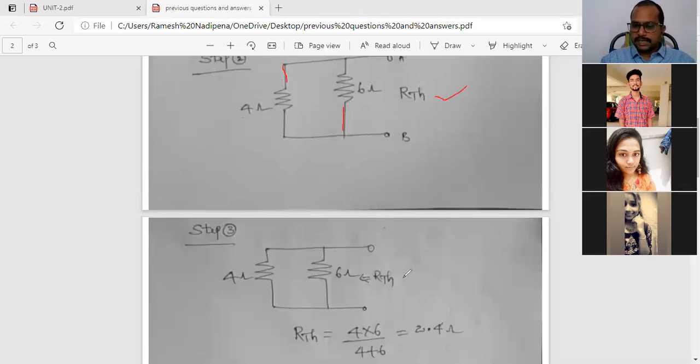Now calculate the RTH value. What is RTH here? RTH equal to product by sum. These two are connected in parallel. The 4 ohm resistor is connected in parallel with the 6 ohm resistor. So RTH equal to 4 into 6 by 4 plus 6, that is 2.4 ohms. Please copy the solution.